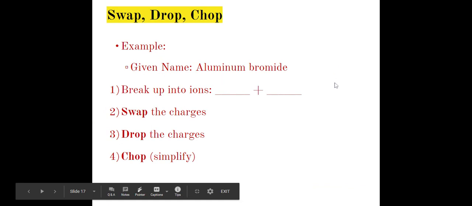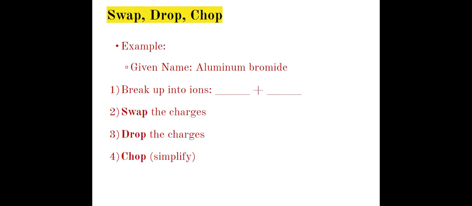Okay, so again, swap, drop, chop, let's practice it. An example, we have aluminum bromide. You break them up into their individual ions. So that is aluminum, Al, and bromine or bromide, Br. You would also put the charge here. Aluminum has a positive charge of 3, and bromine or bromide has a negative charge of 1.